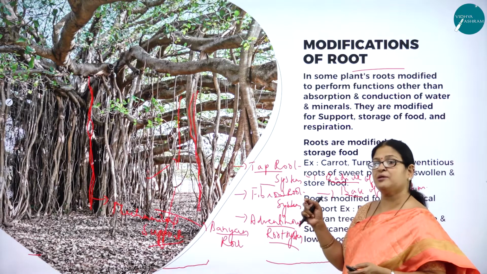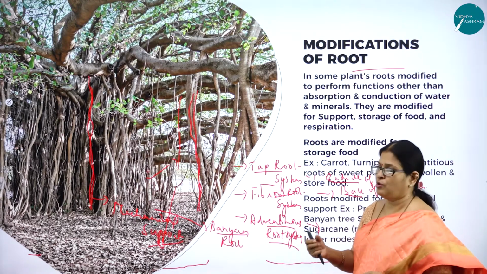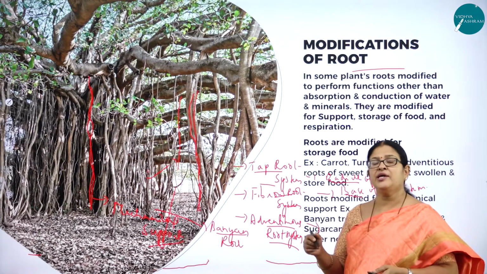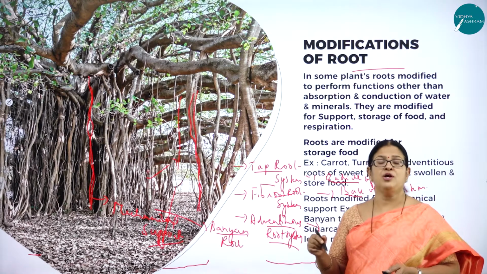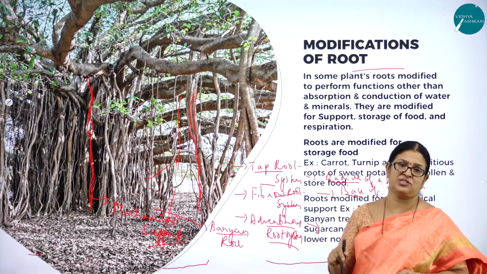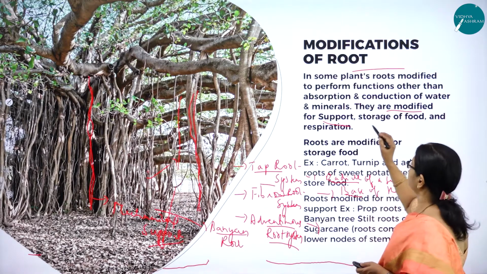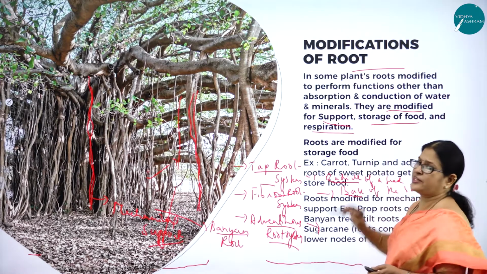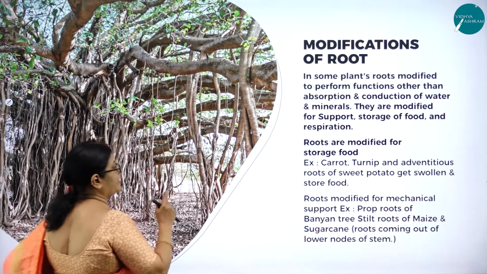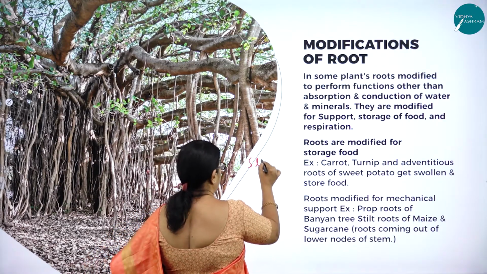And next, you can see the roots profusely branched, and those roots are going to absorb the water and the dissolved mineral solutes. So other than the usual functions, if at all a root gets itself modified, why does it get modified? It gets modified to perform some special functions. What will be the special functions? Like providing mechanical support, or storage of food and for respiration. For example, like pneumatophores. So I repeat, what do you mean by modification? Modification is slight change from the original appearance.